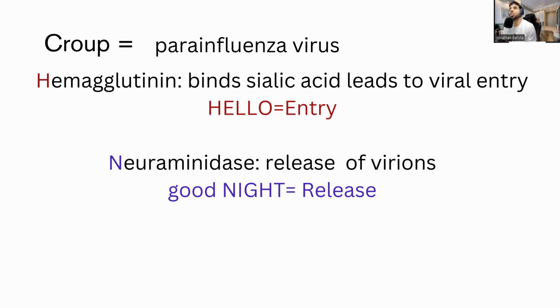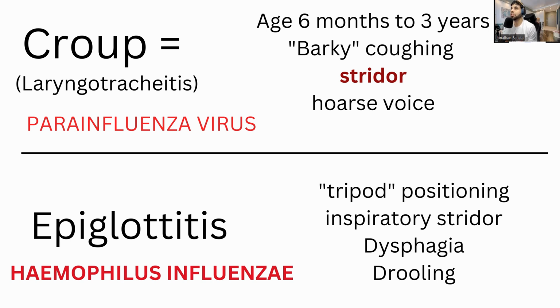Parainfluenza virus is correct. Good. That's perfect, right? Age 6 months to 3 years, barking cough, stridor. They have that hoarse voice, right? Steeple sign, all these types of things. If I ask you epiglottitis, we said H influenzae. Epiglottitis, they have this sore throat. They sit in this tripod position, right? They're drooling. They have the dysphagia, hot potato voice. There are so many different clue words that can jump at you with epiglottitis.